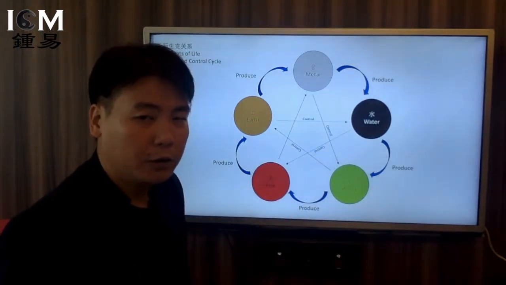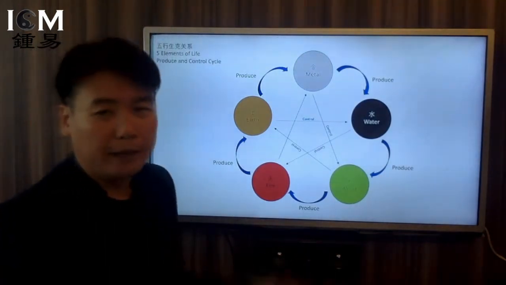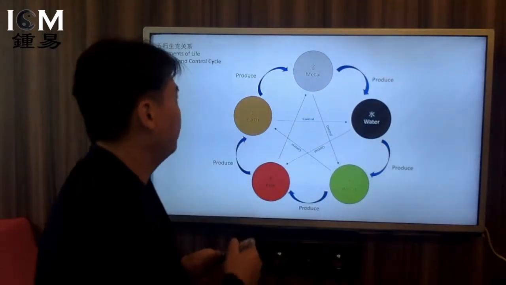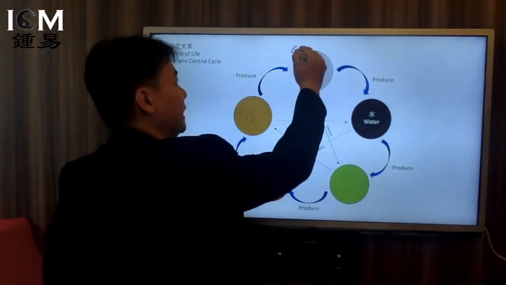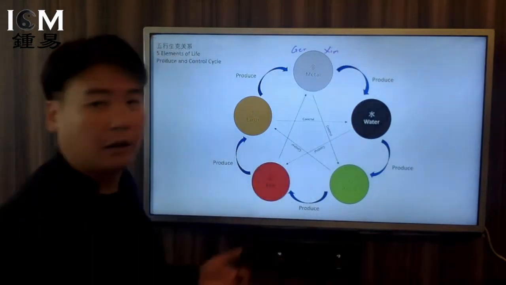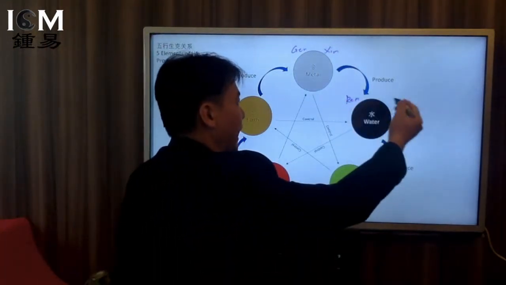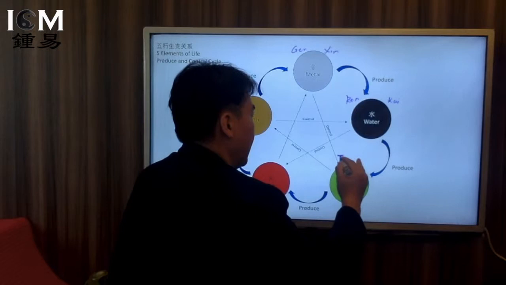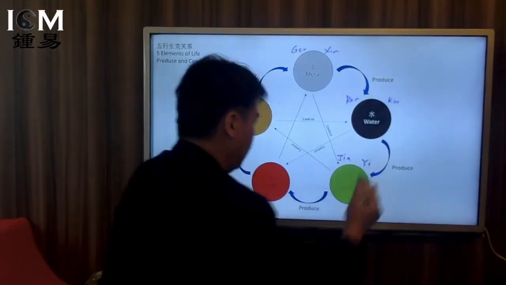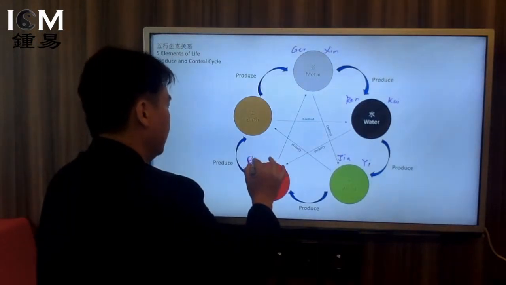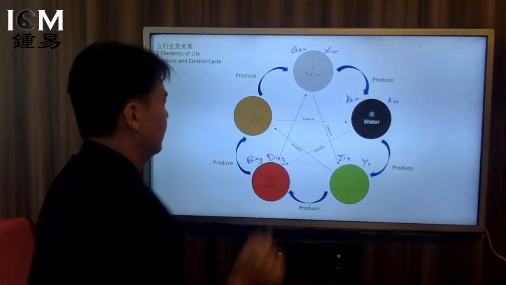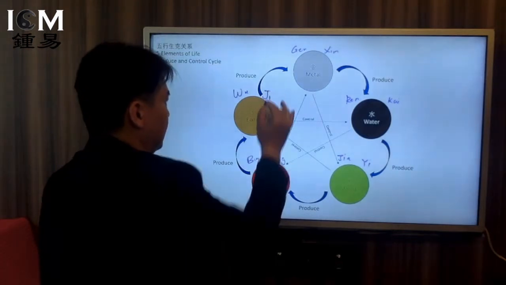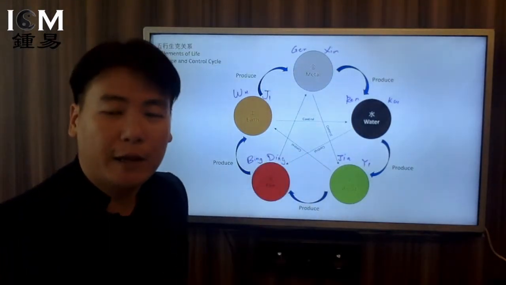So first of all, let me tell you what is a wealth. So basically, you need to understand that in Bazi, every element has a yin and yang. Let me write down the yin and yang of each element first. So for first, metal. Metal, basically the yin and yang is geng and xin. Water, ren and gui. Wood, jia and yi. Fire, bing and ding. Earth, wu and ji.